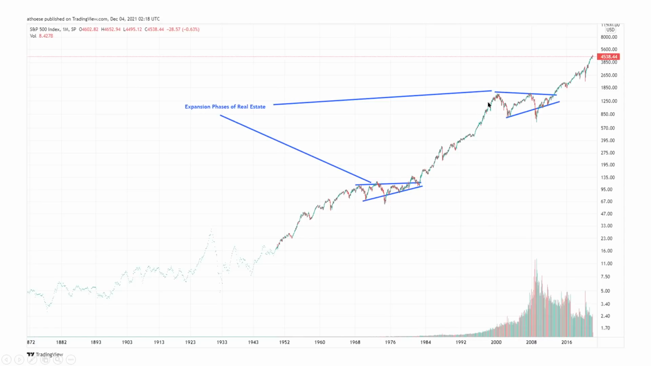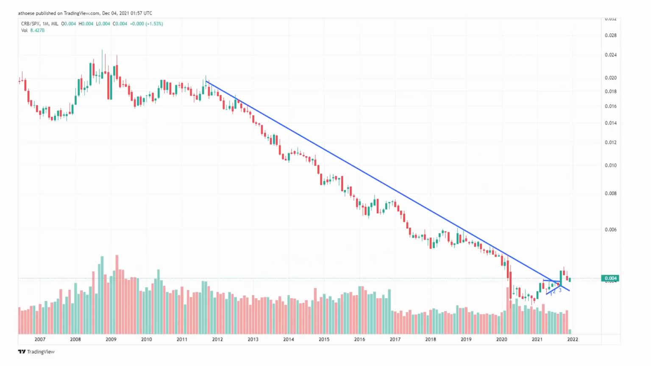Recovery phase of real estate. This is going to go sideways in one of these kind of motion patterns, in a consolidation pattern. That is what's coming up, in my opinion, with increasing interest rates.